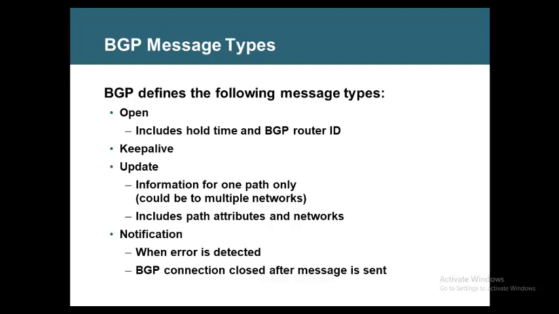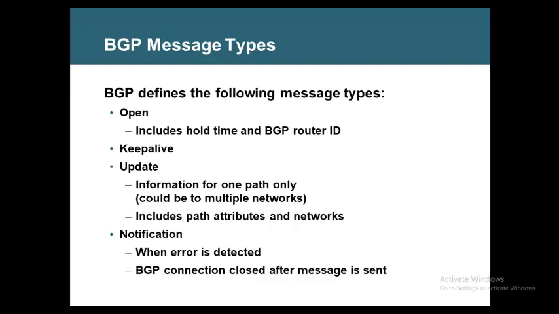Between two neighbors, first the three-way handshake will happen. On a successful three-way handshake, the open message will be sent by both routers to the neighbor. And all these are unicast. BGP is a TCP protocol, so you cannot use multicast here. You should send to a particular IP because it's TCP based. So the three-way handshake is possible only if it is unicast.